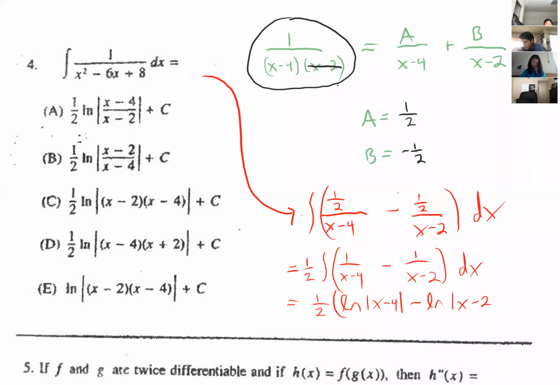And if I look at the choices, this isn't there, so I have to use the quotient rule for logs to make it look like one of the answer choices. So this is going to be ln of the absolute value of x minus 4, because you're subtracting logs, you divide the numbers, x minus 2. And don't forget, you should put the plus c here and then plus c here. So for 4, that's going to be a.